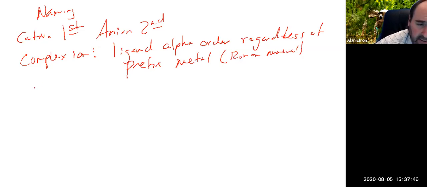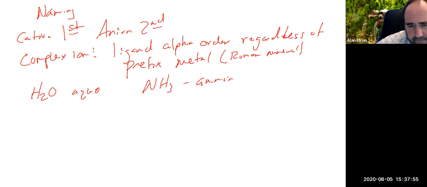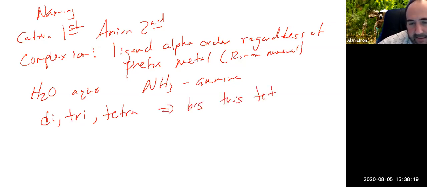Again, some ligands have special names, like water's aqua. NH3 is ammine. We also use prefixes if we have more than one ligand, like di, tri, tetra, etc. If we also remember have a ligand that already contains a prefix in it, then we have to switch to bis, tris, and tetrakis for 2, 3, and 4. Again, if they do have that prefix in it to begin with.